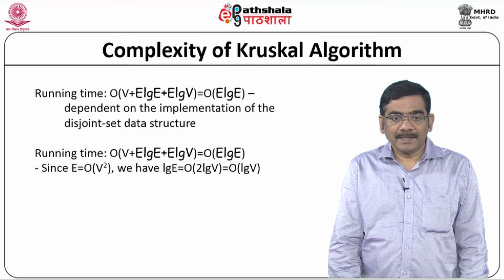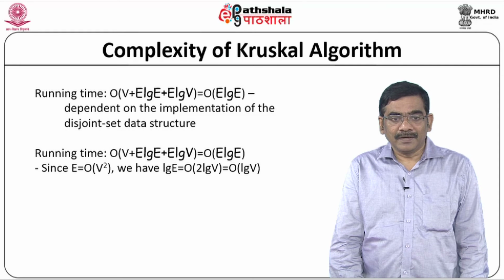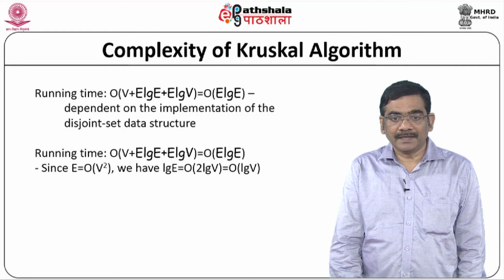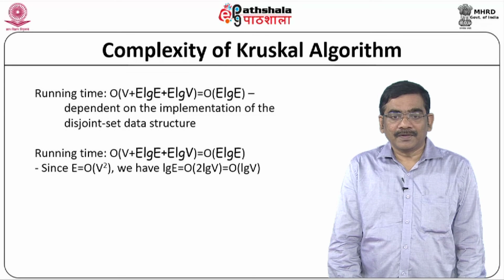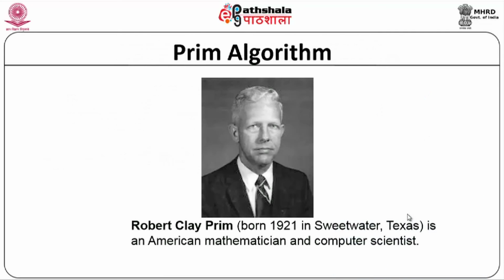So, the running time is order of V plus E log E plus E log E. That means if E is order of V square, then we have order of log V. This is the complexity of this particular Kruskal's algorithm.